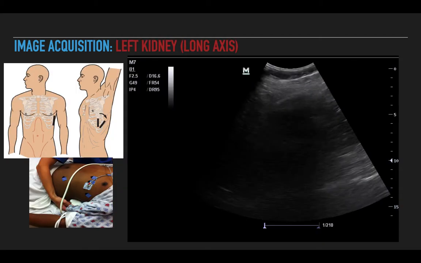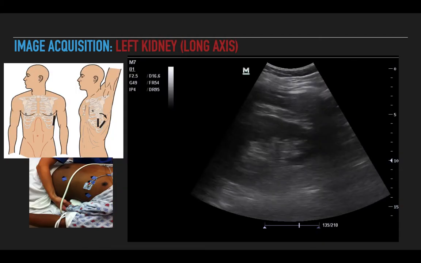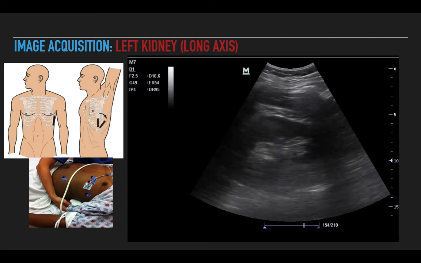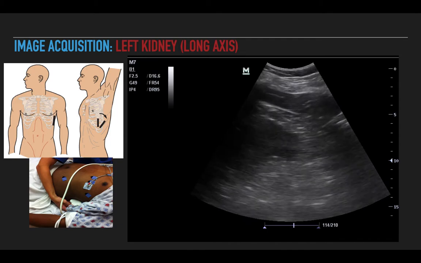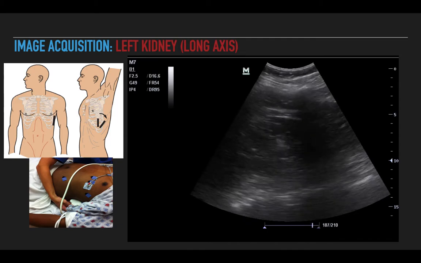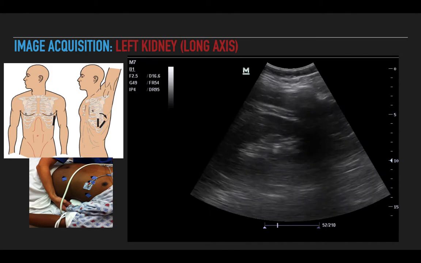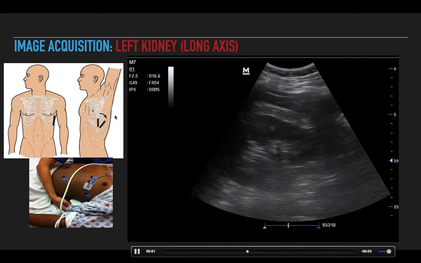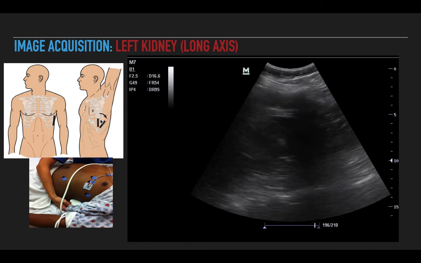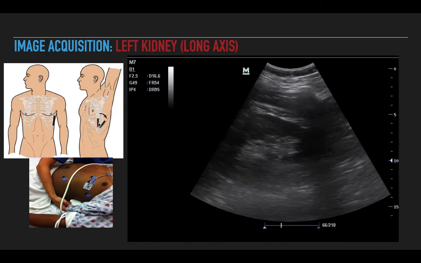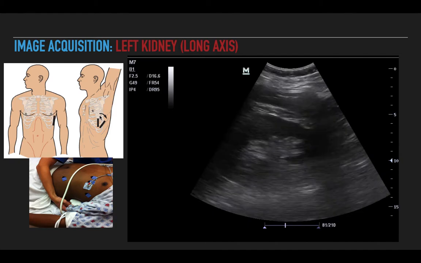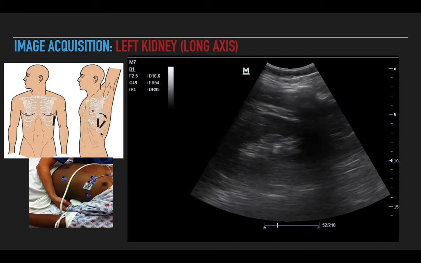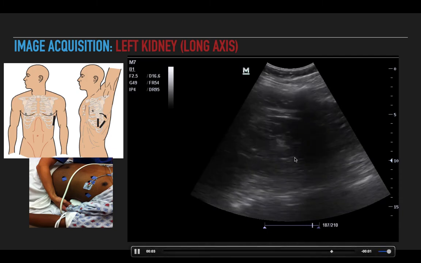You will have to obtain these same views on the left side. But remember, the right kidney relative to the left kidney is going to be a lot more inferior, and your left kidney is going to be a lot more superior. So when you're taking a look at your left kidney, you're going to start a little bit higher because it is more superior and posterior. You're going to start at the level of around the 9th rib with your indicator pointing towards the patient's head, and fan through taking a look at the kidney like so.